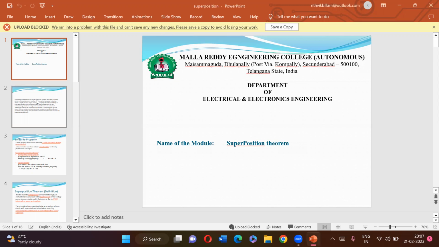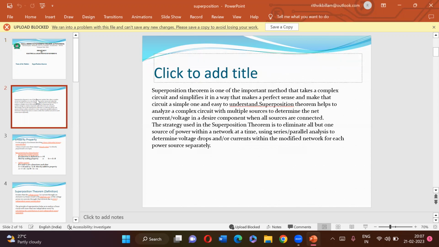Next, the superposition theorem is one of the important methods that takes a complex circuit and simplifies it in a way that makes perfect sense, making the circuit simple and easy to understand. It helps to analyze a complex circuit with multiple sources and to determine the net current or voltage in a desired component when all the sources are connected.